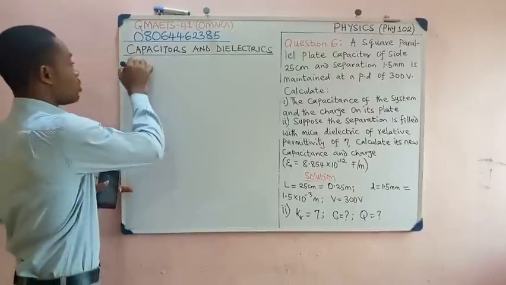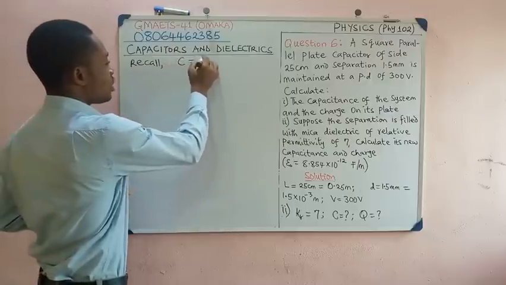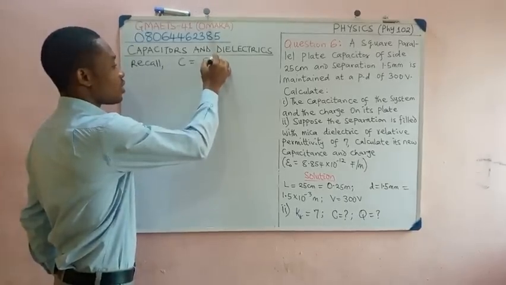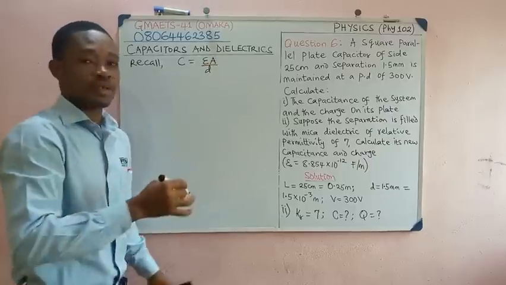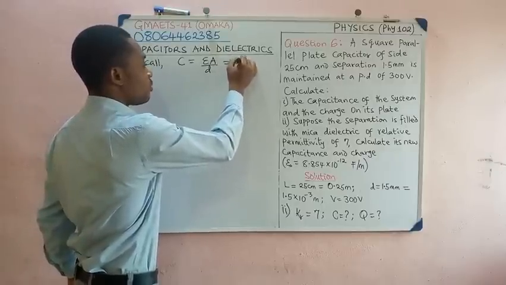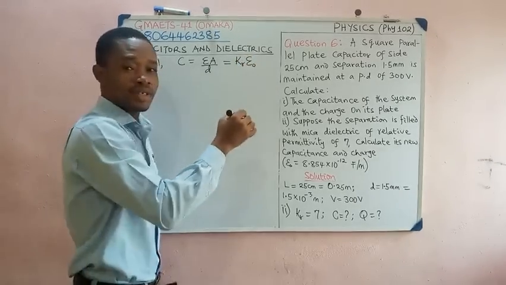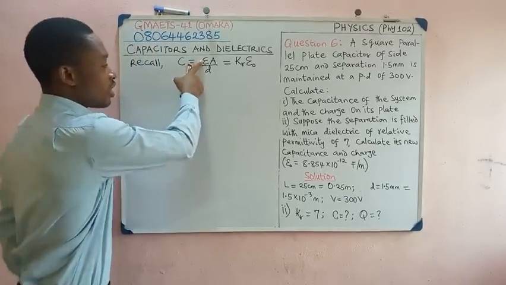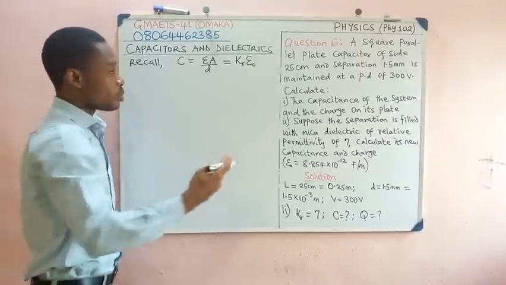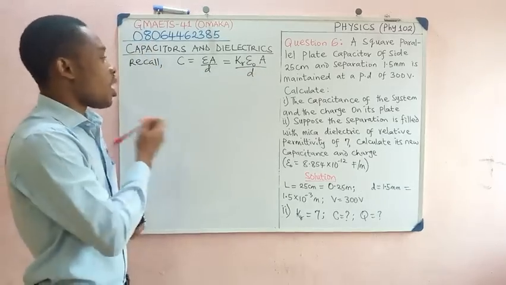It's just for us to replace the permittivity of free space with the permittivity of this dielectric material, which is mica. So we're going to recall that given a dielectric material, capacitance is given as the permittivity of that dielectric times area divided by the distance. But we know that the permittivity of the material is equal to the relative permittivity, that is the dielectric constant of the material, times the permittivity of free space. So we replace the permittivity of mica with the dielectric constant of mica times the permittivity of free space, and then multiply by area divided by the distance of separation.